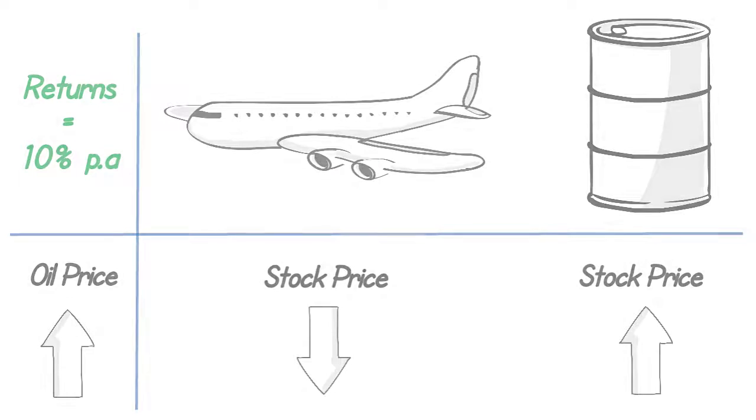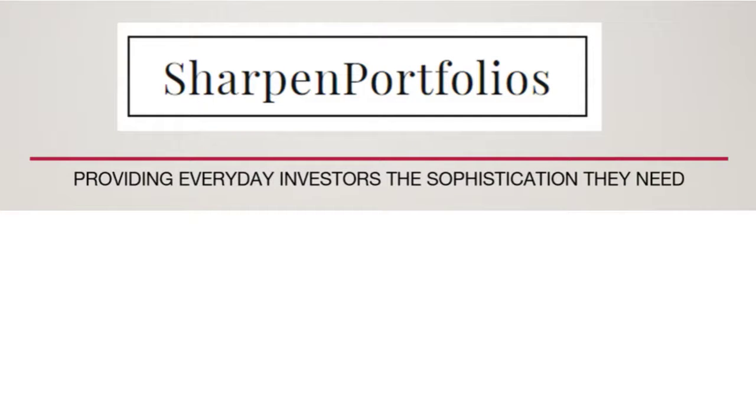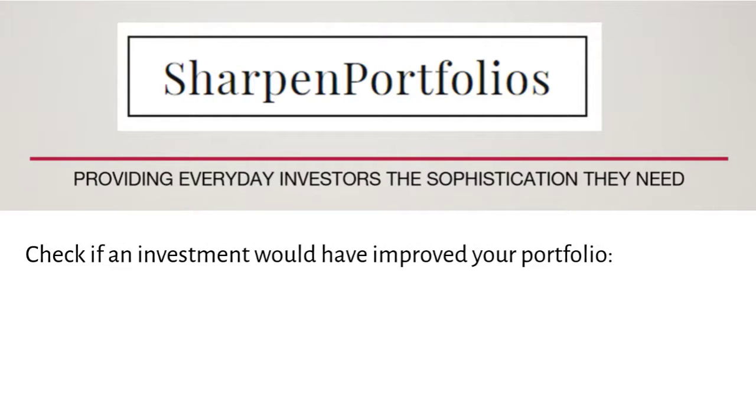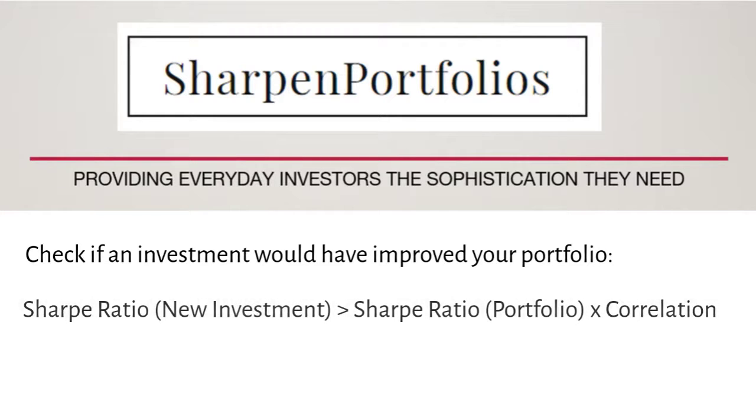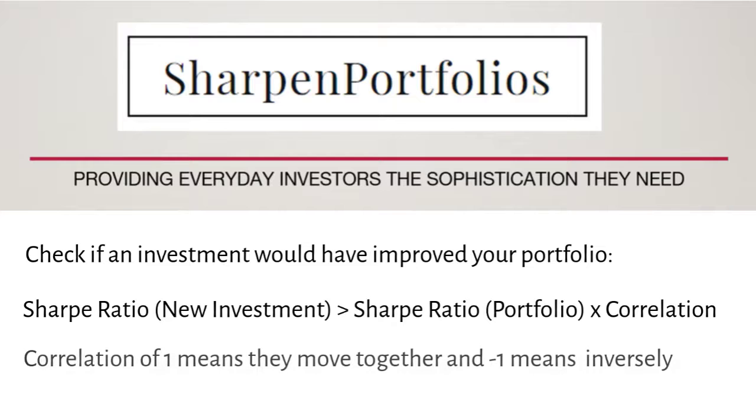To understand whether a potential investment would have improved or worsened your portfolio's Sharpe ratio, you need to ensure that the Sharpe ratio of your new investment was greater than the Sharpe ratio of your existing portfolio multiplied by the correlation of the new investment to your portfolio. A correlation coefficient of 1 means your portfolio moves exactly in line with this new investment, and a correlation of -1 means they move exactly inversely to one another.